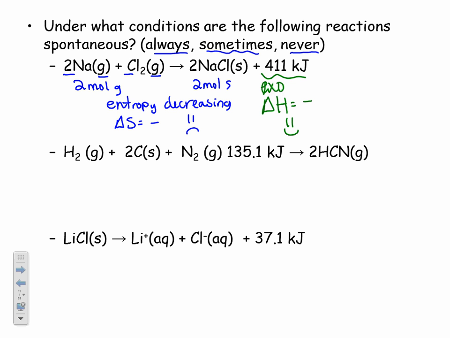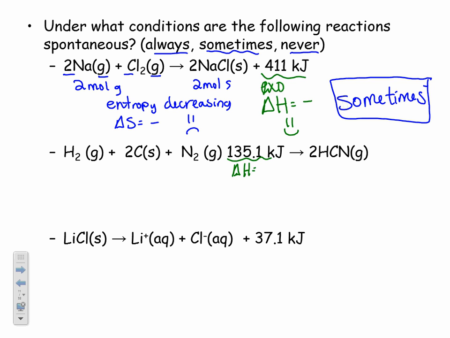So this reaction with conflicting conditions is sometimes spontaneous. If you wanted to add a heat caveat to that, you could tell me that it is spontaneous at low temperatures. The next example, we have heat and it's listed here in the reactants. So here, enthalpy of reaction is positive. That's an endothermic process. That is not favorable to the universe.